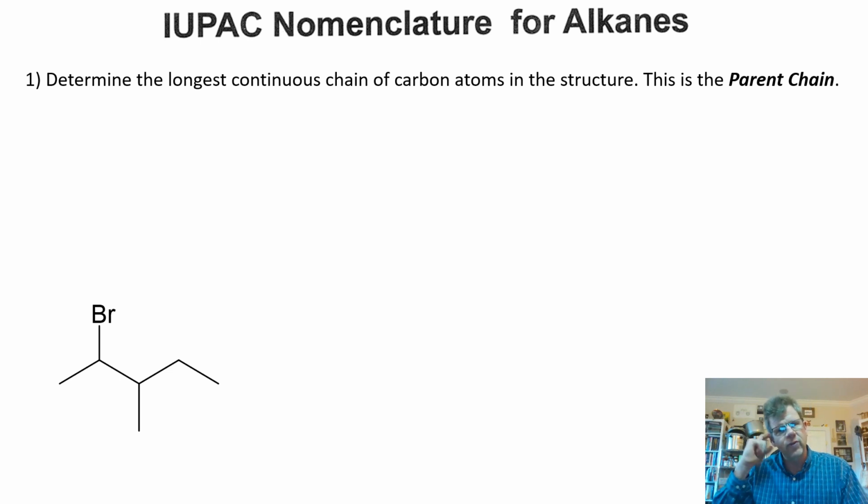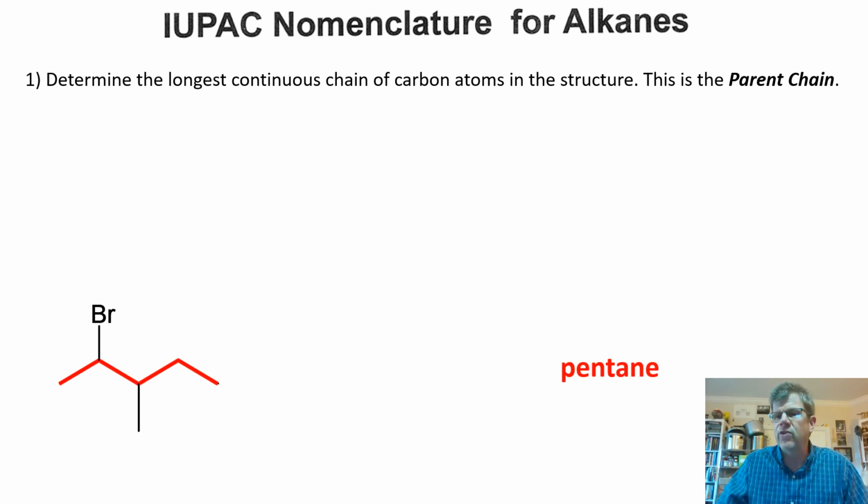So the first thing to do, as we looked at before, at least rudimentarily, is to determine the longest continuous chain of carbons in the structure. That will be the parent chain. So really, we have to try all possibilities here. 1, 2, 3, 4. 1, 2, 3, 4. And we end up with what would be the actual longest one, 1, 2, 3, 4, 5 carbons. 5 carbons. So that is the parent structure. So 5 carbons we know as a parent structure is pentane.